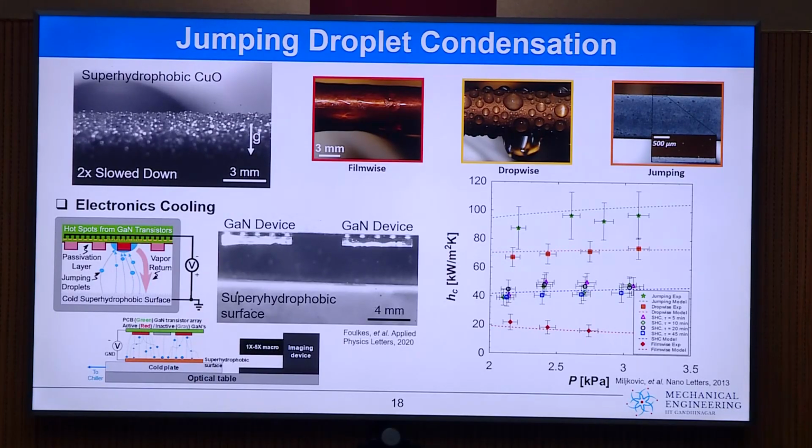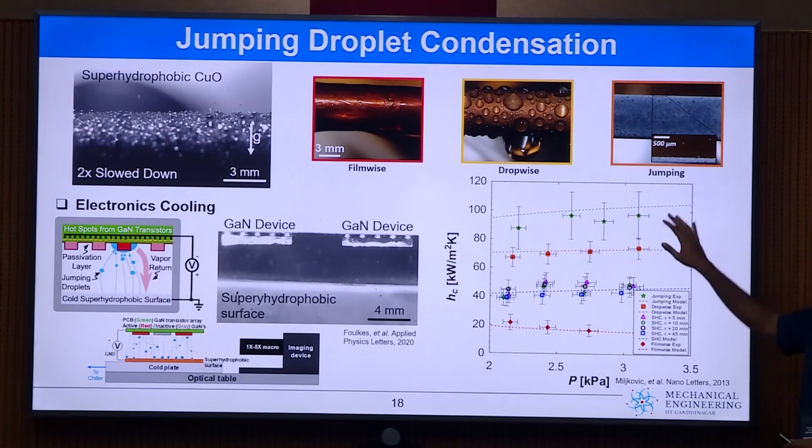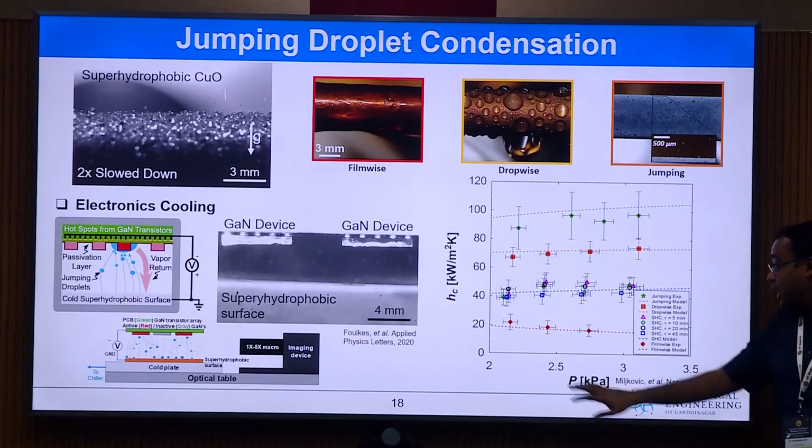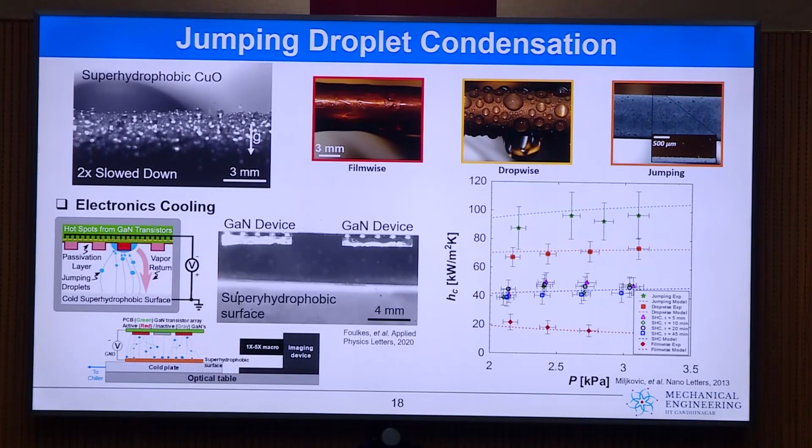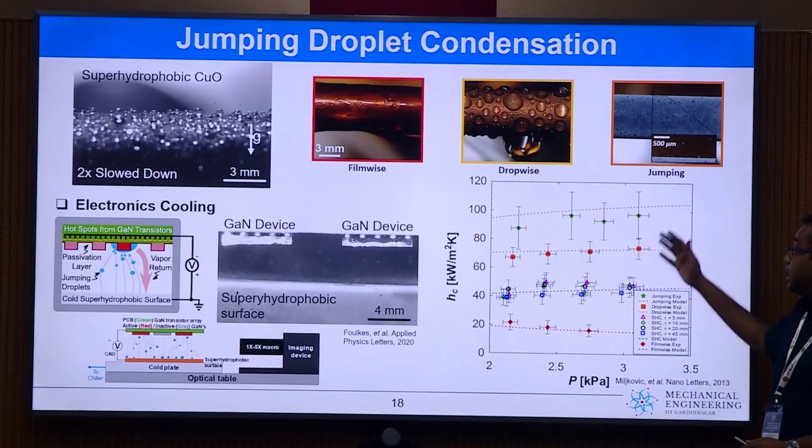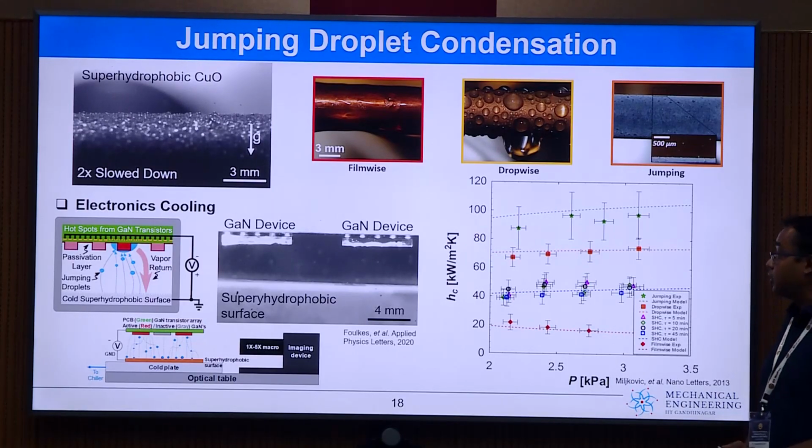Of course, there are limitations to it. There's a limit. This is not realizable at every condition. This is realizable at a given vapor pressure, but in the range when it is realizable, it does end up giving much higher heat transfer coefficients.